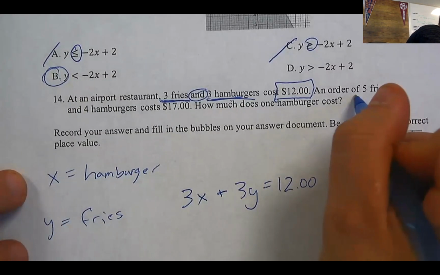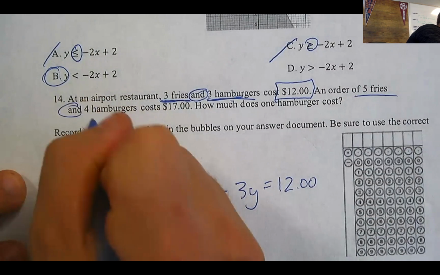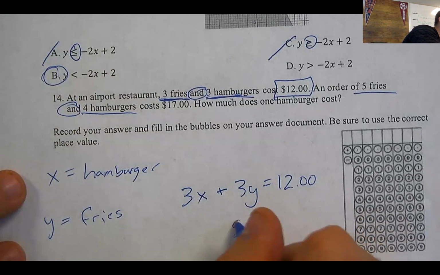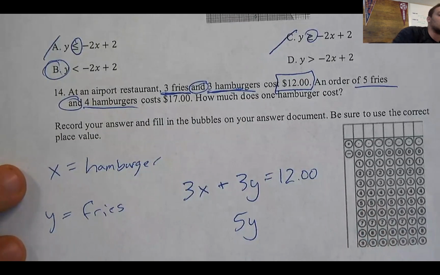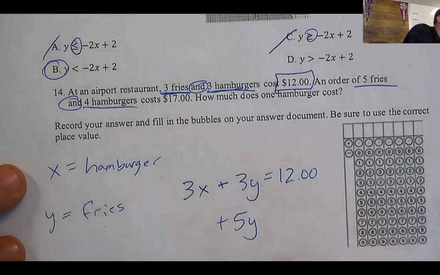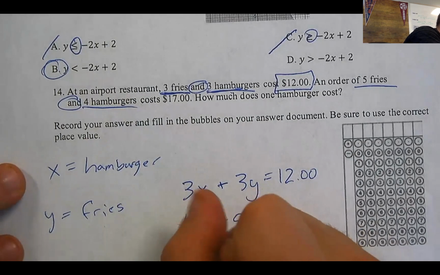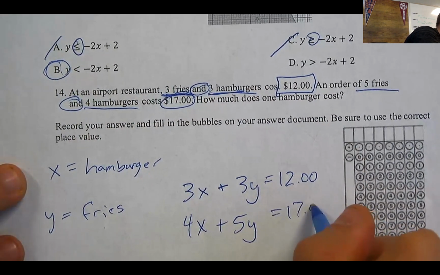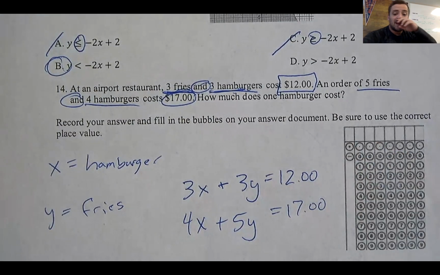In the next sentence, it says we got 5 fries and 4 hamburgers. 5 fries, since y is fries, plus 4 hamburgers, 4x, cost us $17. At this point, we could use substitution, we could use graphing, we could use the insolve that Mr. Arnett taught us. Personally, we're going to graph because we have Desmos to graph for us.